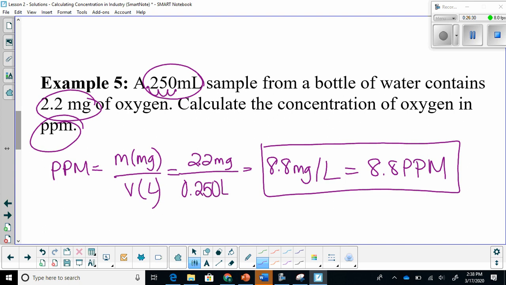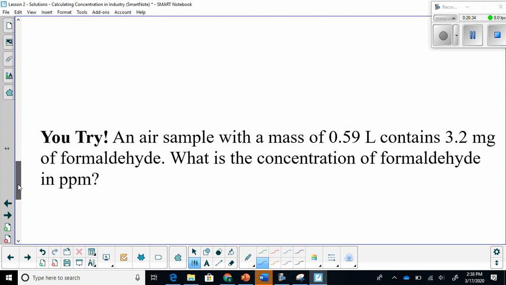You are going to try the next example on your own, which says an air sample with a volume of 0.5 liters contains 3.2 milligrams of formaldehyde. What is the concentration of formaldehyde in ppm? I want you to pause, and when you are done, you can come and grab your answer. The answer for this problem is 5.4 parts per million.